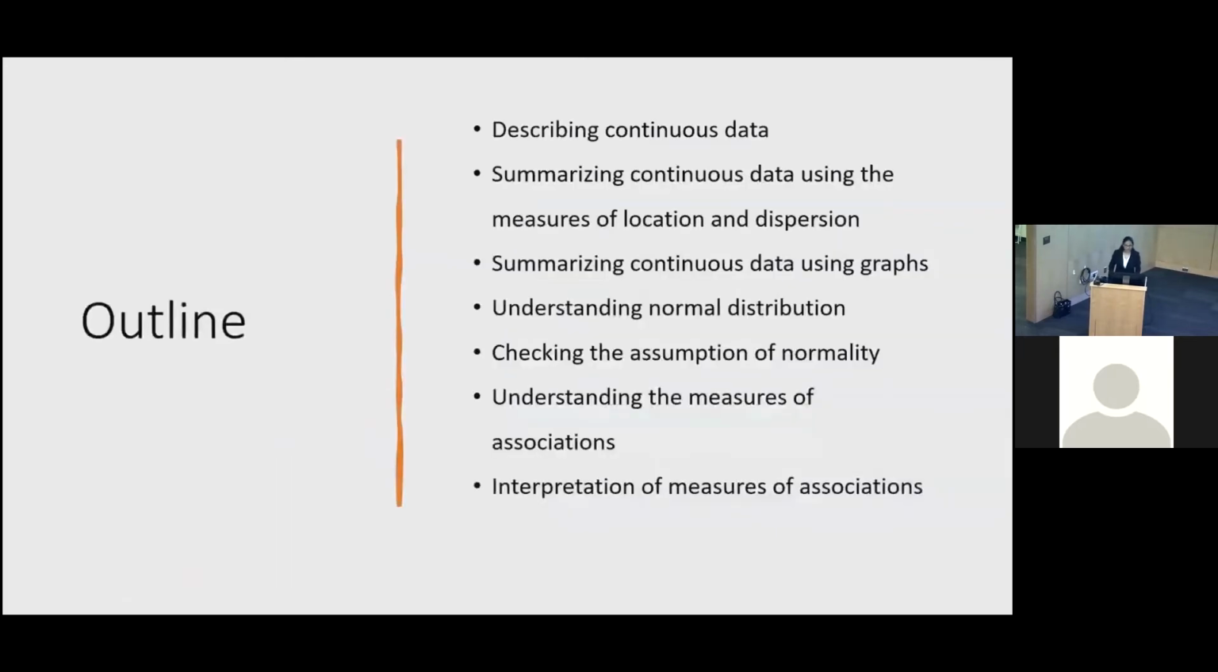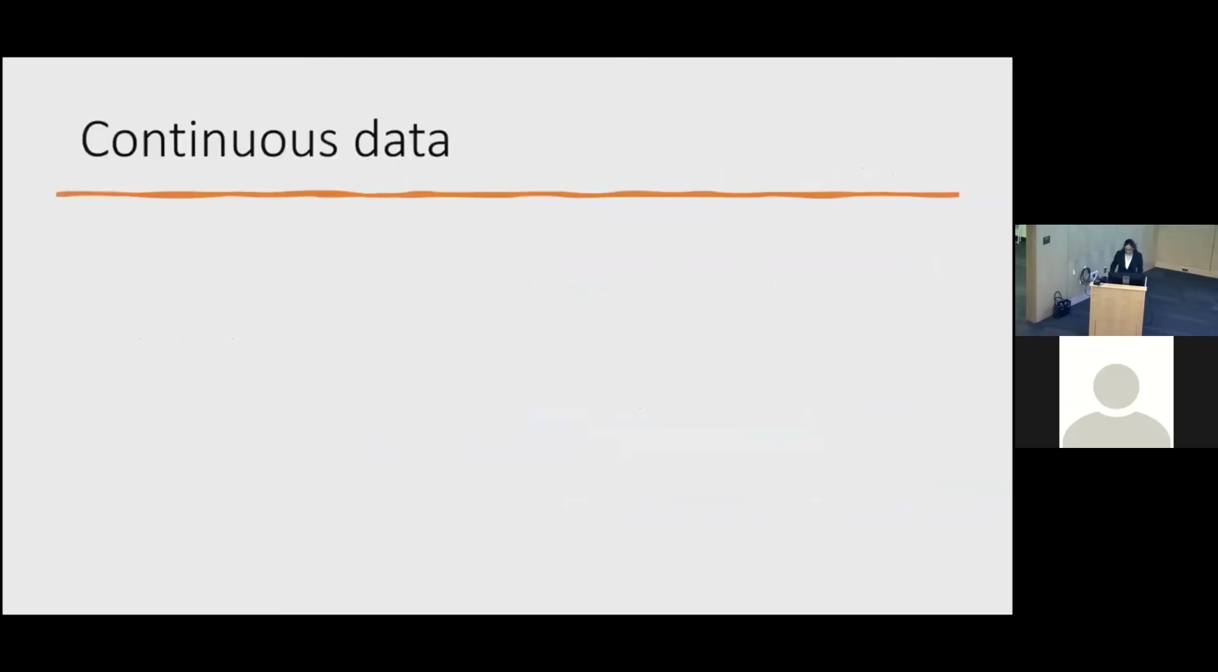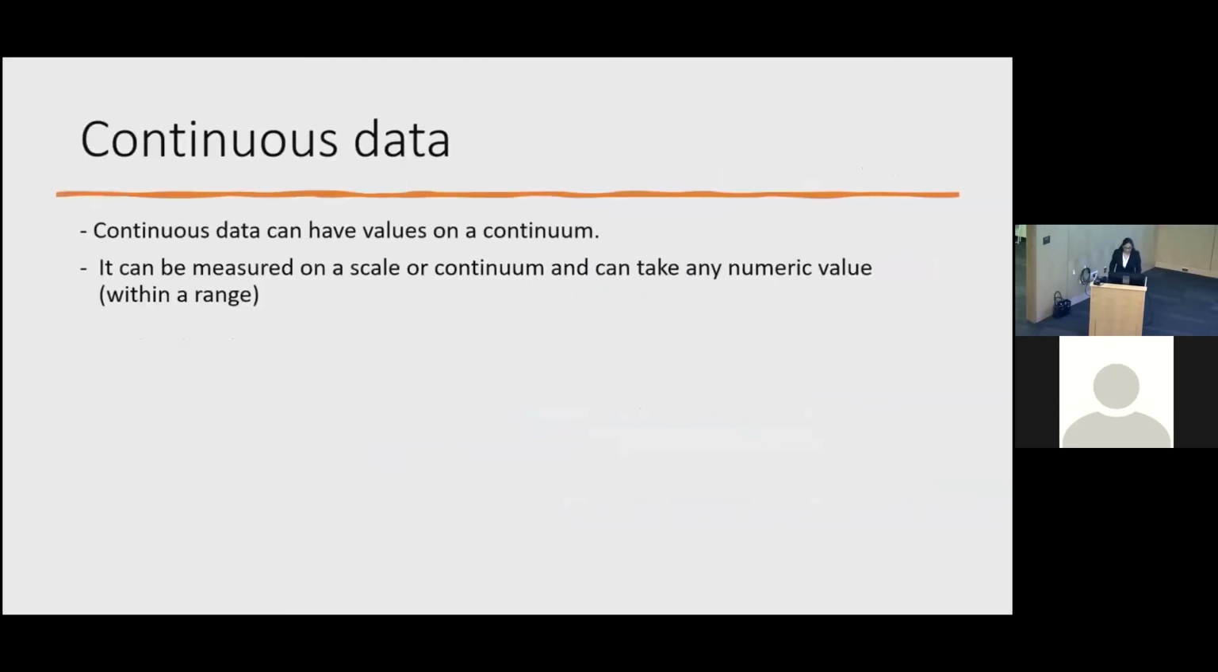So here's an outline for today's lecture. Since Scott has already talked about categorical data analysis, my primary focus will be on continuous outcomes. I'll be describing continuous data, summarizing continuous data using the measures of location and dispersion, summarizing continuous data using graphs, also a little bit about understanding the normal distribution, checking the assumptions of normality, understanding the measures of association as well as interpretation.